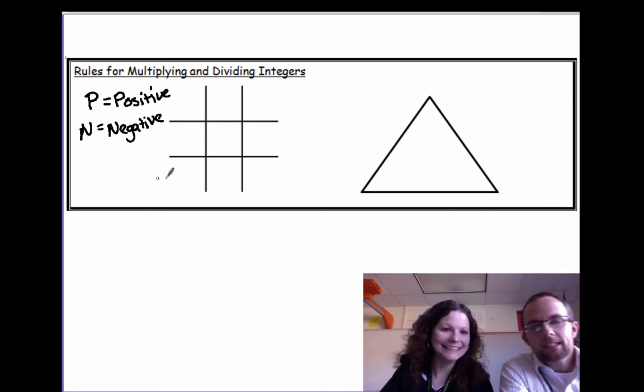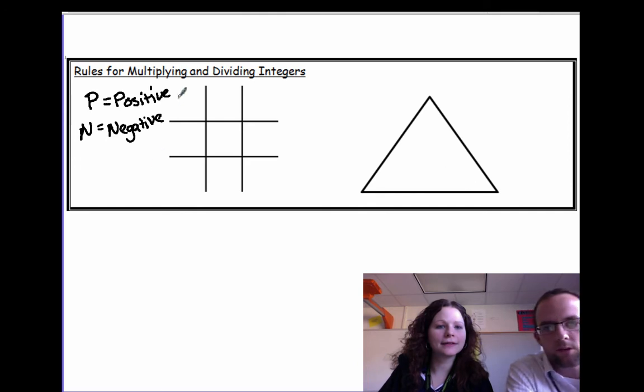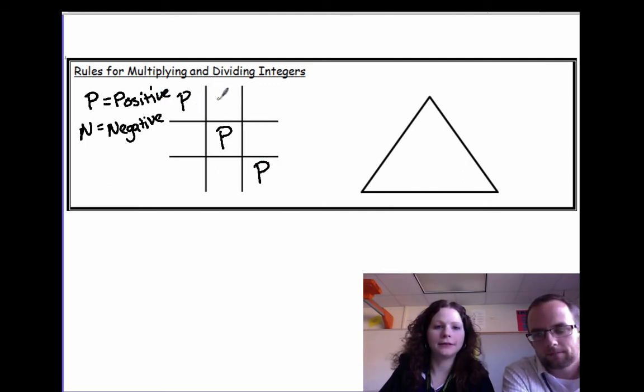That's right. So, essentially, you draw your tic-tac-toe board and you put a P in the top left corner. And then you put a P in the magic box in the middle. And then you put a P down in the right-hand corner as well. So the P gets the tic-tac-toe diagonally. P always wins. And your P always goes diagonal. And then all the rest just get filled in with N's.